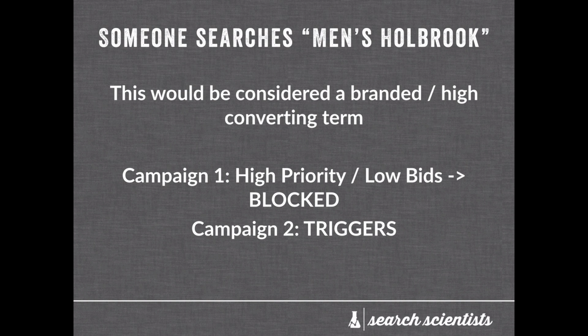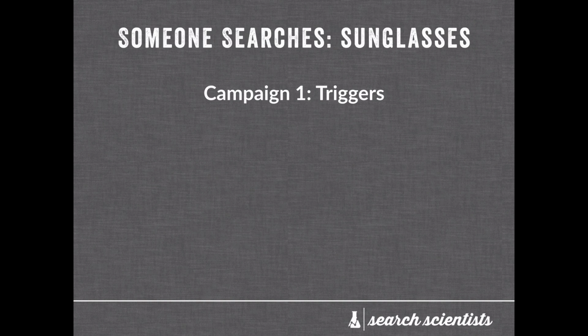If someone searches men's Holbrook, this would be considered a branded high converting term. Now, it'll start with the highest priority in campaign 1. It has low bids, but then when it checks the negative keywords, you have blocked branded terms from that first campaign. So it'll look to the medium priority, which is campaign 2, and it will trigger there. Now all of a sudden we have a more aggressive bid. We're going to get more visibility than we would if it were to trigger in the lowest bid campaign.